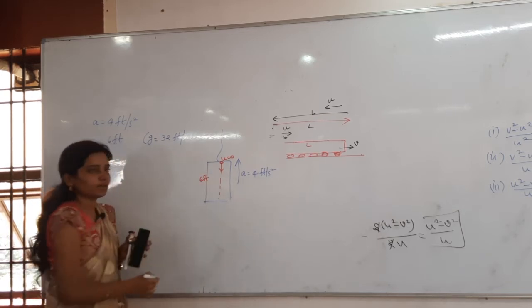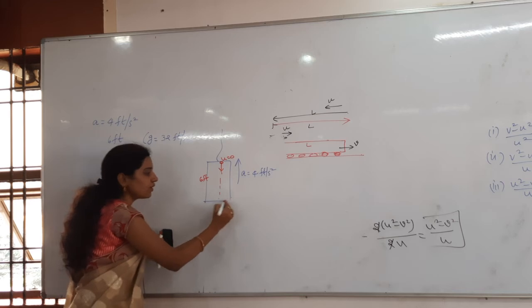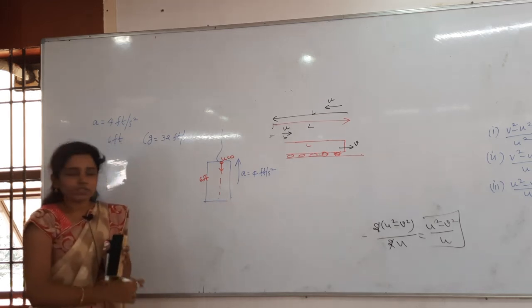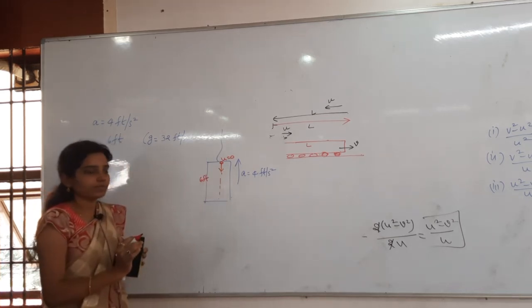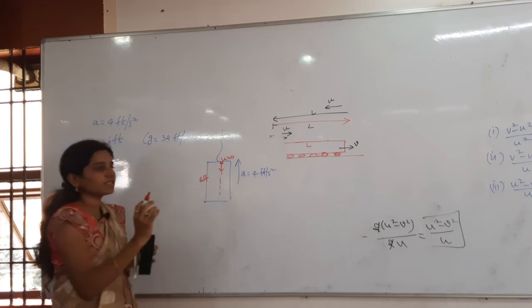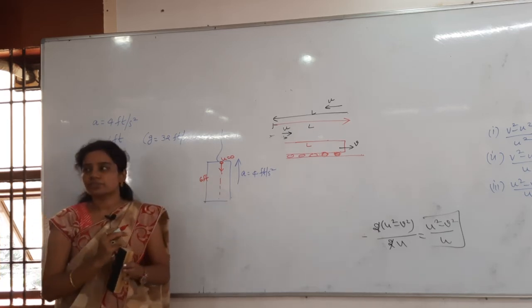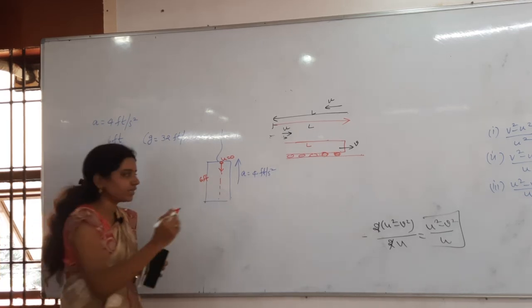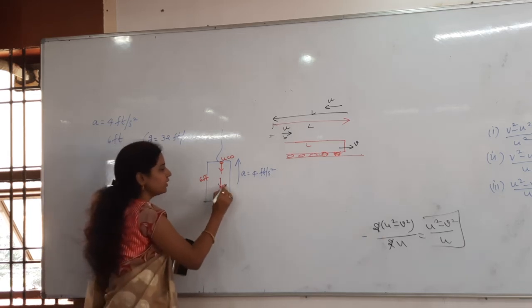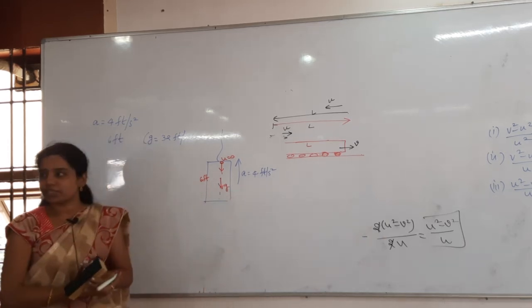6 feet above the floor of the lift. Now it is falling with some acceleration. What acceleration is it falling with? G only, no? Whenever it is falling, it is nothing but freely falling, falling under gravity.